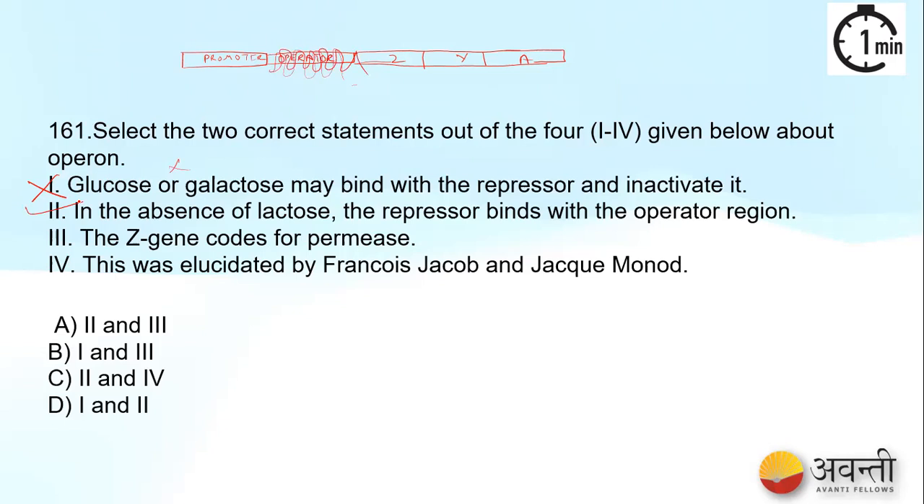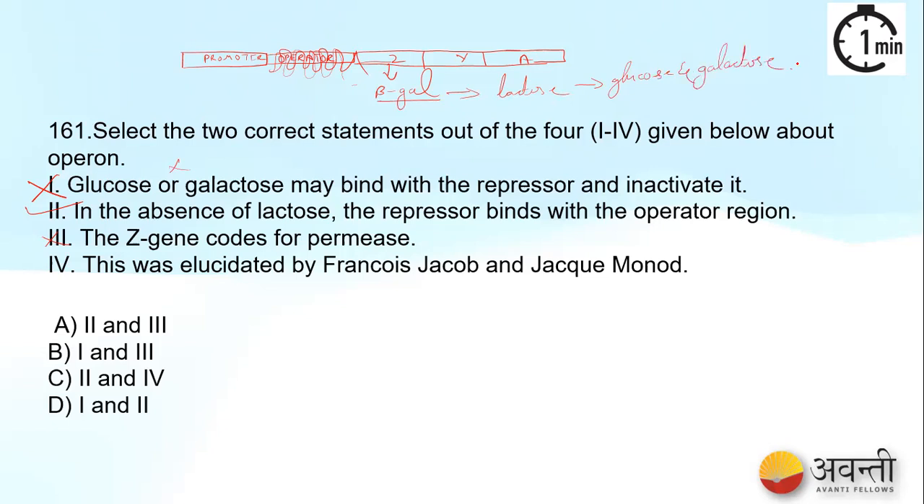The Z gene codes for permease. So let's see. The Z gene codes for beta galactosidase. No. So that is why this option is wrong. Very important: the Z gene, which produces beta galactosidase, will help us convert our lactose, which is taken up from the environment, into glucose and galactose.